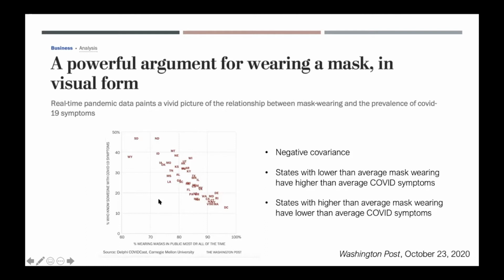Now, in this plot, we can see that there's a negative relationship between the percent of respondents who say they wear a mask and the percent of respondents who know someone with COVID symptoms. This suggests that there's an overall negative covariance between these two variables. States with lower than average mask wearing have higher than average COVID symptoms. In contrast, states with higher than average mask wearing have lower than average COVID symptoms.